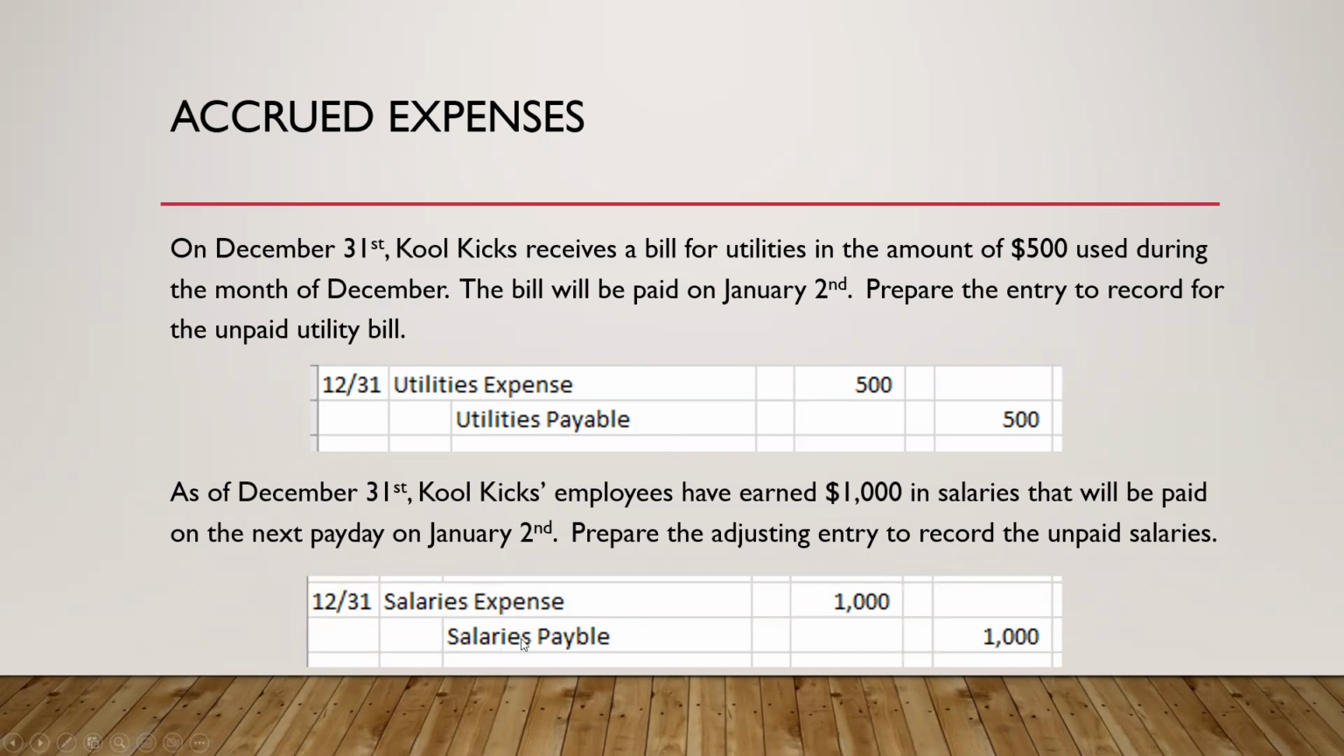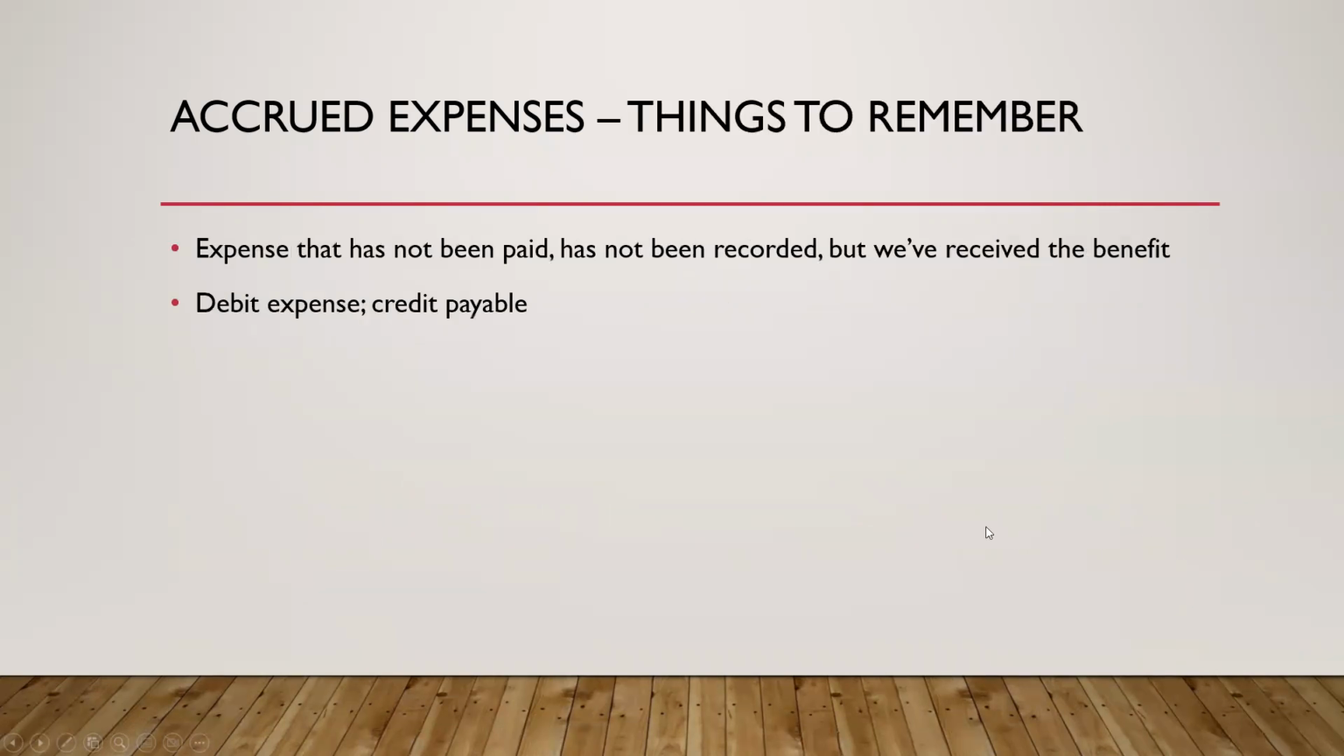We're just changing the adjective. And I have typos all over the place. I spelled payable wrong here, and I put an extra word in here. Ignore the typos and the errors. We still debit the expense and credit the payable. So with accrued expenses, things to remember. An accrued expense is an expense that has not been paid, has not been recorded, but we receive the benefit of that expense. So we have to record the fact that we received that benefit and the fact that we owe someone. So we debit the expense and we credit the payable.